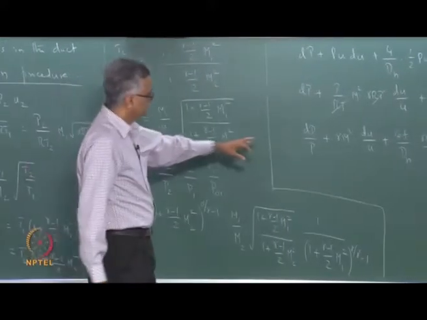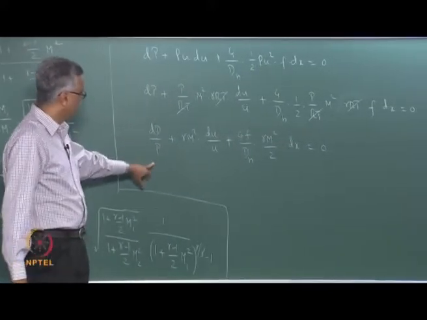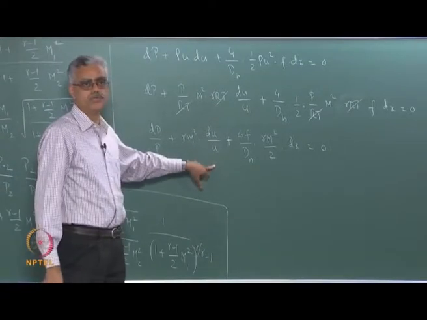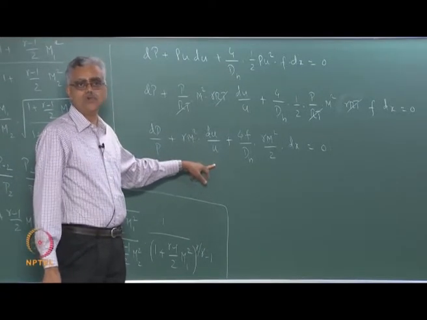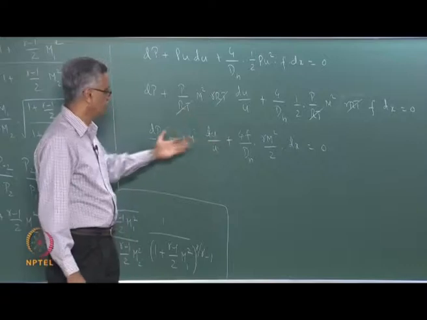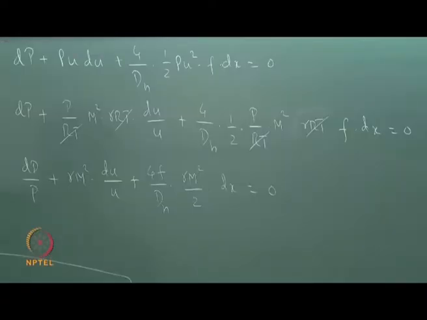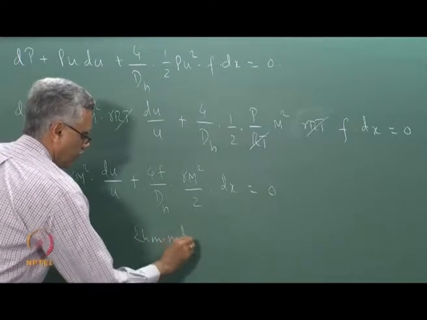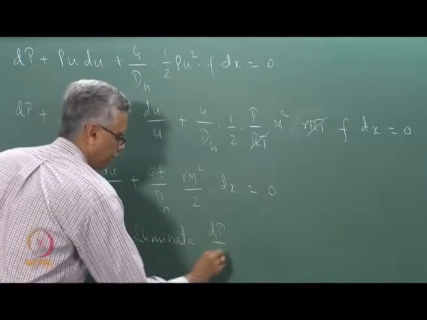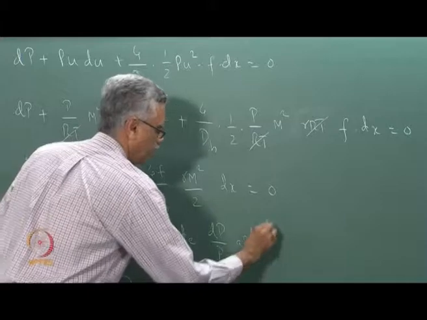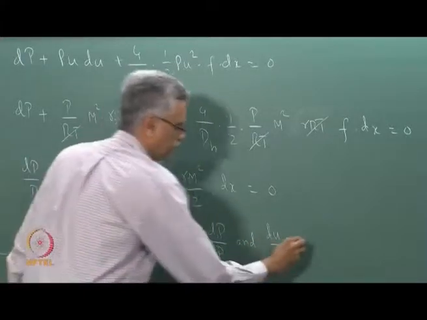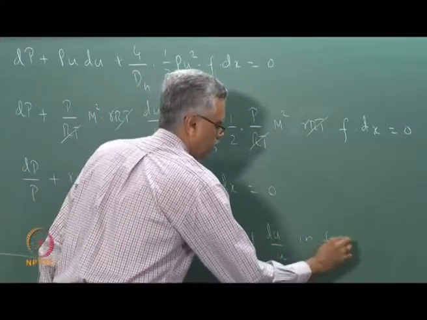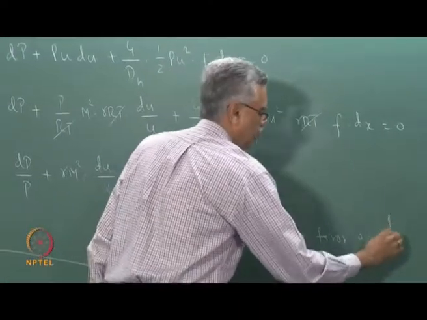And we derived relationships earlier for dP over P and du over u in terms of dM over M. So, if you use those relationships, so eliminate dP over P and du over u in favor of dM over M.